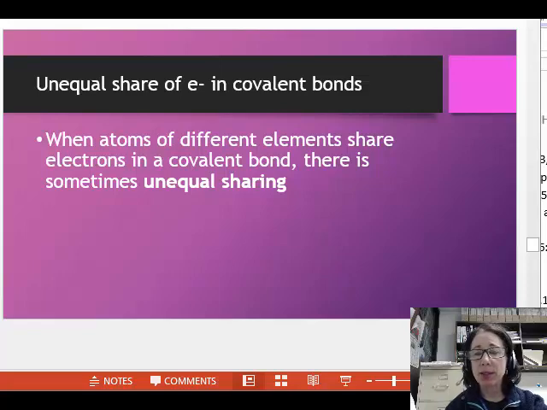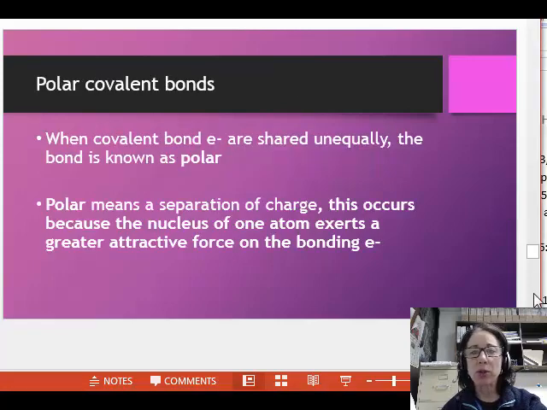Let's look at covalent bonds in more detail. When atoms of different elements share electrons in a covalent bond, sometimes unequal sharing occurs. When bonding electrons are shared unequally, the bond is known as polar. The term polar means a separation of charge. This happens because the nucleus of one atom exerts a greater attractive force on the bonding electrons.